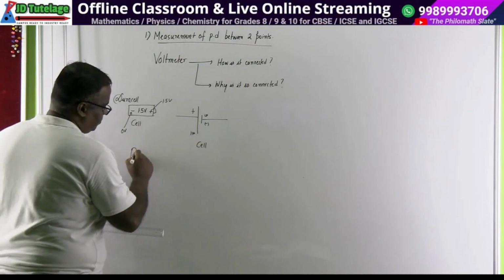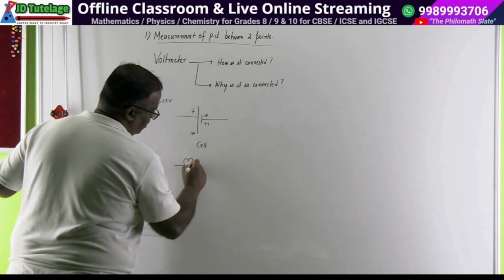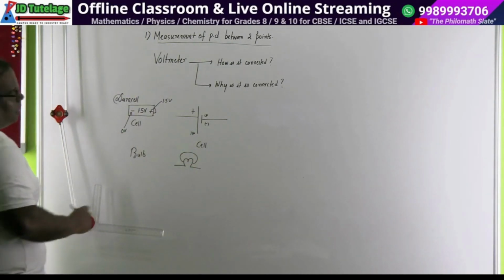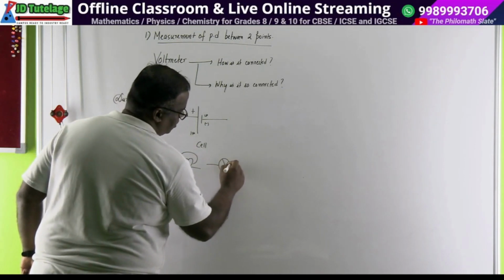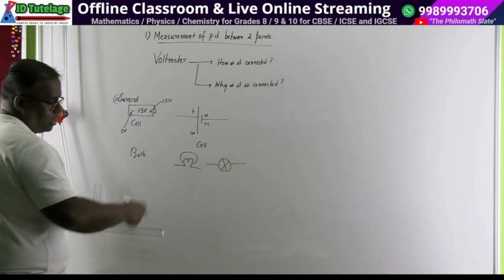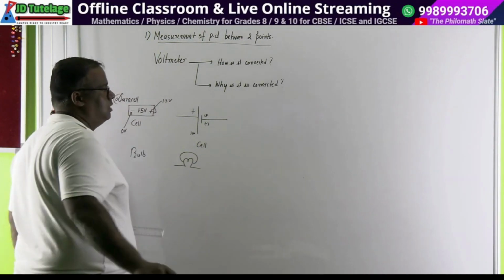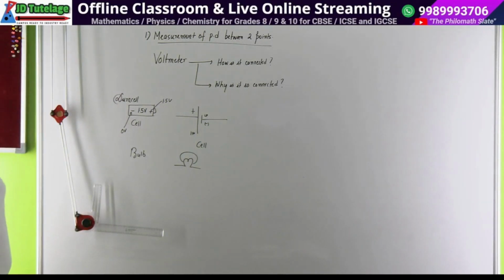And a bulb is usually shown in this manner, and you can make it like this. This is a bulb. Many books, in Cambridge and all, show a bulb like this also. But in CBSE we are more accustomed to use it in this manner, so use this manner. This is the symbol of a bulb, right?